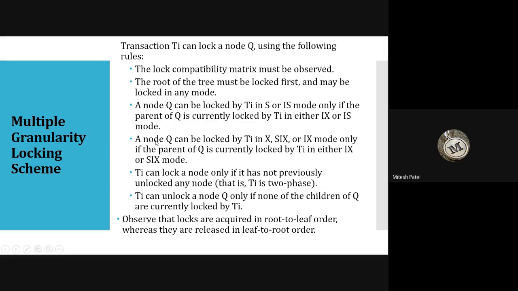So whatever we have understood in multiple granularity: if you lock the parent node, the database, then record 1 is automatically locked. Similarly, the lock compatibility matrix must be observed when any transaction requests a lock. So we will first check the node, then check the compatibility matrix, then we will see.